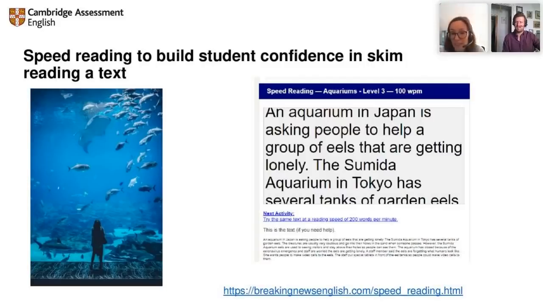So it is a nice activity to help our students build their confidence in skim reading and fast reading as well. And you can adjust the speeds, can't you? I think so. Yeah. At A-level, it reads like an autocue. It's a really nice way to test gist, skimming, reading for gist.